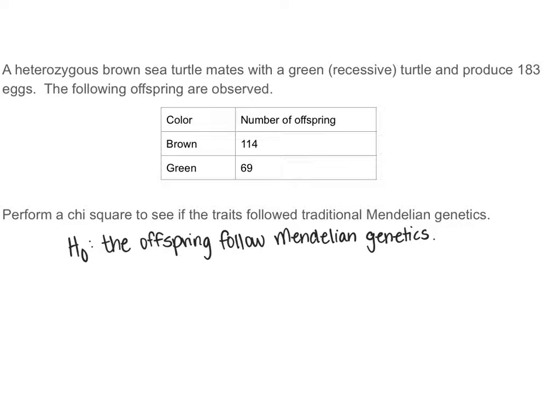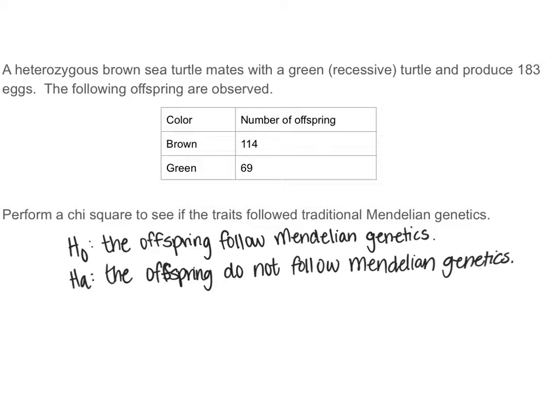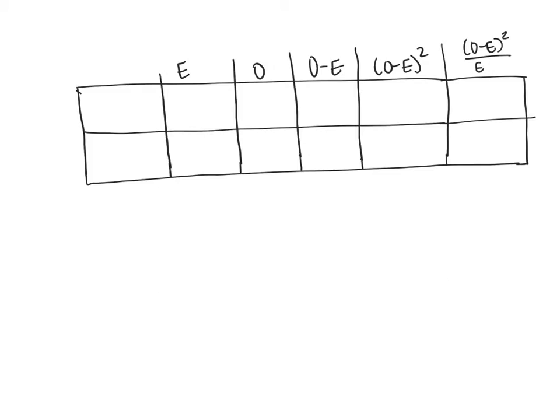The null hypothesis is that the offspring follow traditional Mendelian genetics. And that's what we did on the previous slide. We calculated what those percentages should be. The alternative hypothesis is that the offspring do not follow Mendelian genetics. Now at this point in the lesson, all we have to do is state whether or not they follow Mendelian genetics. If we find that they don't, we're going to learn reasons why they would not follow traditional Mendelian genetics.